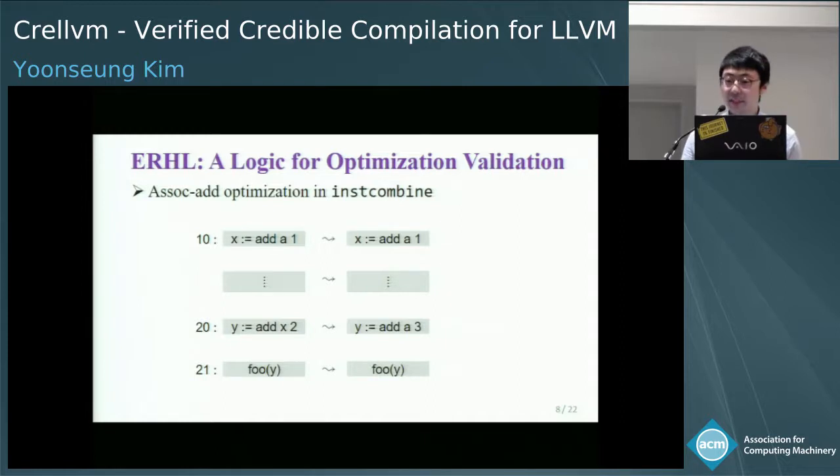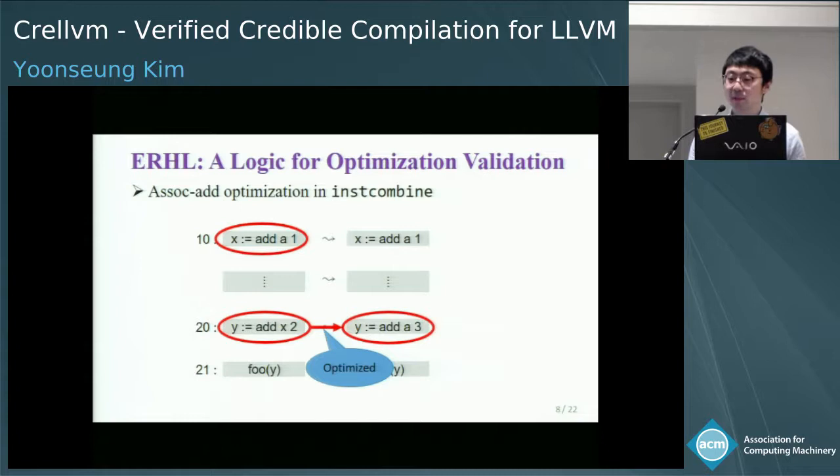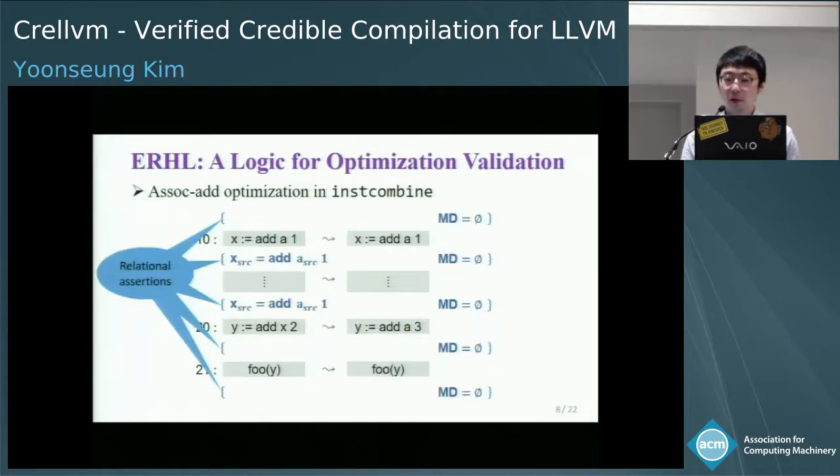This is a simple example of the add associativity optimization included in the instruction combining pass. In this code, x is a plus 1, and y is x plus 2. So by associativity, y is a plus 3. So we optimize y to a plus 3. Now let's see how we verify this optimization using ERHL. Since ERHL is a relational whole logic, we first give relational assertions between instructions. Then the proof checker checks the whole triple at each line.